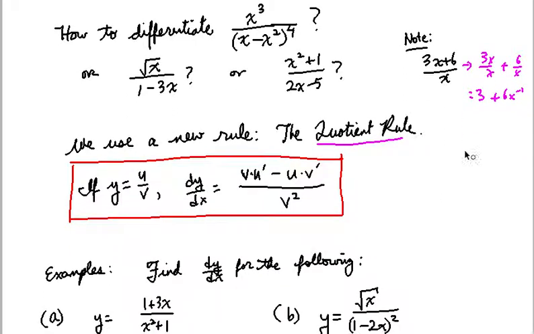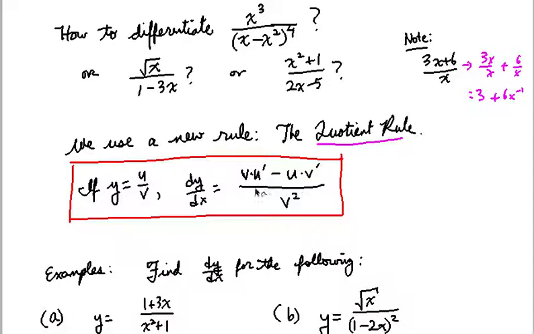And here it is. If y equals u over v, so I have u on the top and v on the bottom, then the derivative is actually going to be the bottom function times the derivative of the top, minus the top function times the derivative of the bottom, all over the original v squared, the original bottom function squared. I like to remember it like this.